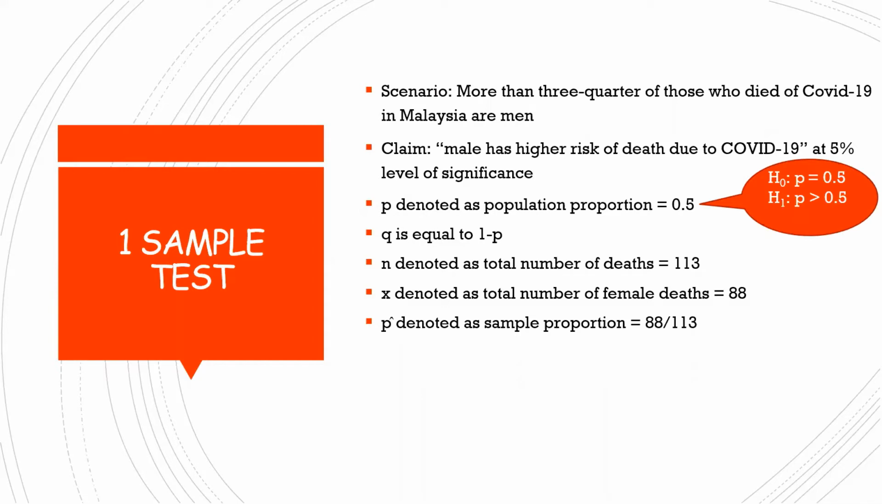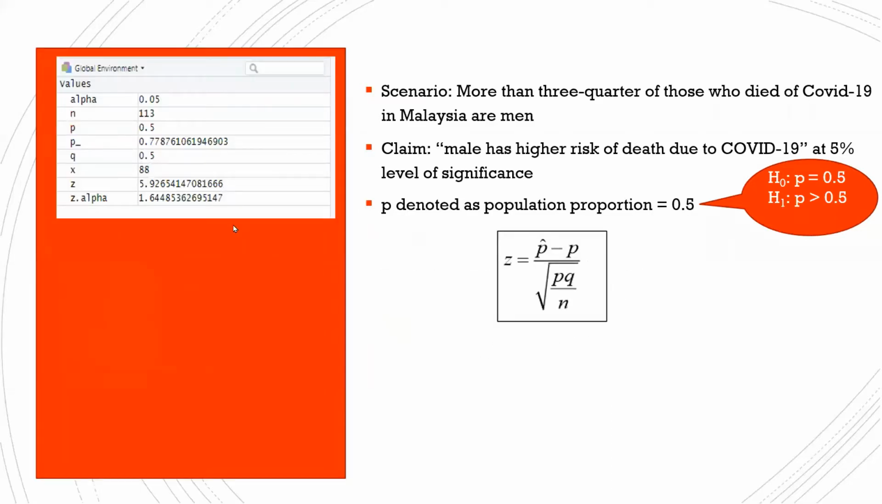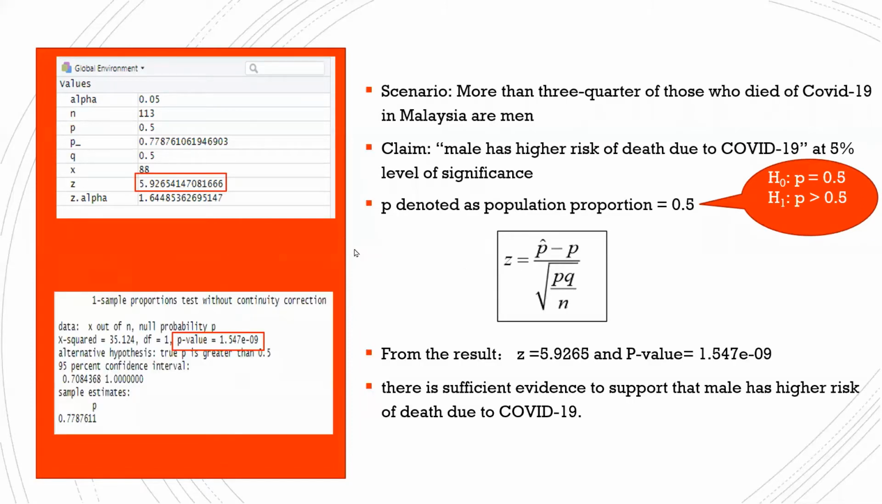And from the data obtained, we declare these variables in RStudio. So we can obtain a population proportion of 0.5. Then we calculate q, and we obtain n is 113, x is 88, and lastly we get the sample proportion. So from the result, we can obtain the test statistic is 5.9265 and the p-value is this.